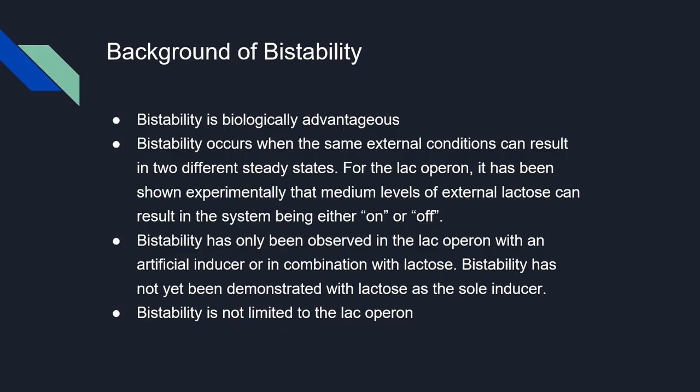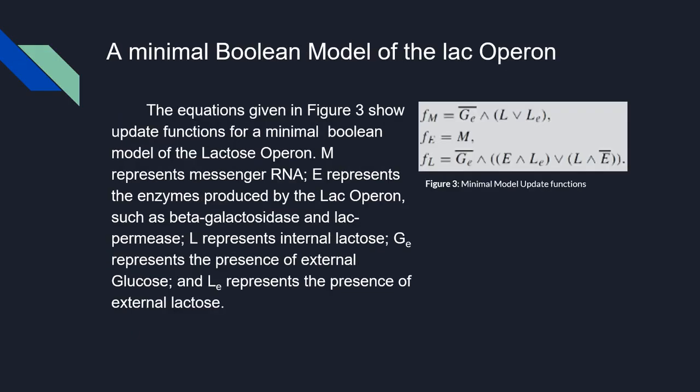And bistability is in no way limited to the lac operon. It has been demonstrated in several other systems, such as the pathophysiology of some diseases and in cell differentiation. This figure shows the original update functions we were given for a minimal model of the lac operon. In this model, we only had update equations for 3 variables, mRNA, the enzymes, and internal lactose.